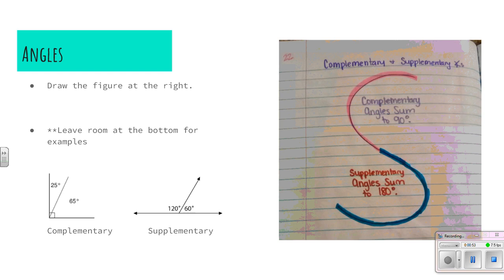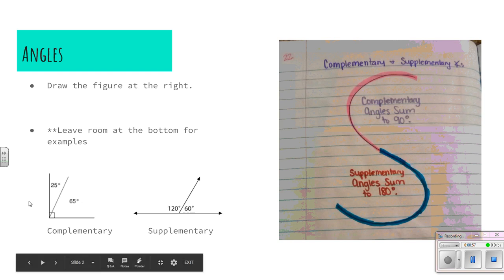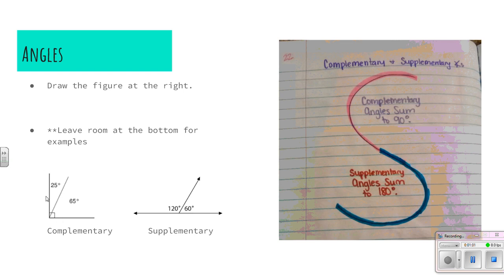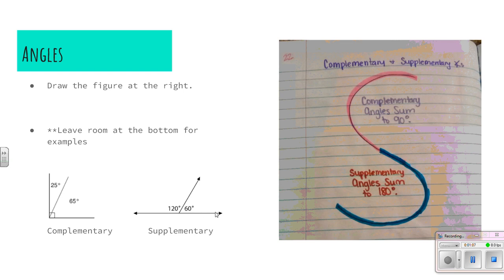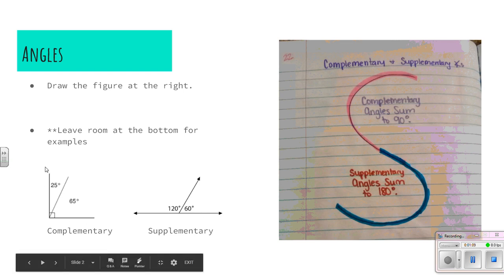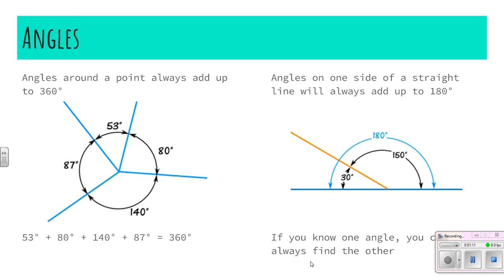In your notes, you should please be putting in the two examples down here below, the complementary example and the supplementary example. These two angles add to 90. These two angles add to 180, or they make up a straight line. These two make up a right angle. Okay. Again, you can pause the video at any time if you need to draw this into your math notebook.